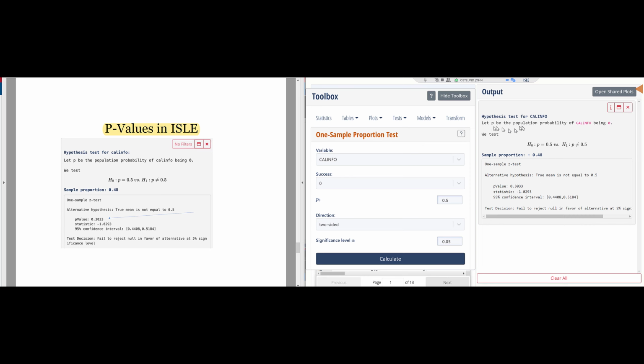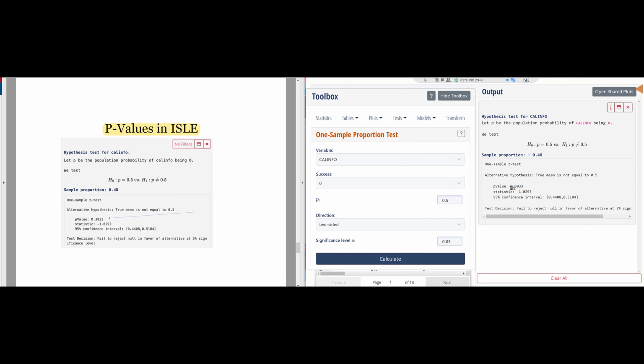All right, and so we're testing the population probability that cal info is 0. The specific hypothesis we're testing is that proportion is 0.5 as a null hypothesis, or that it's not 0.5. We compute that the sample proportion of not receiving calorie information is 0.48, and we get a two-sided p-value of 0.30.